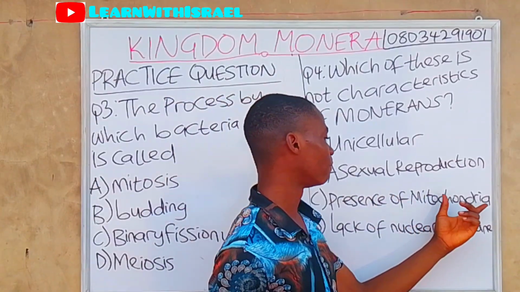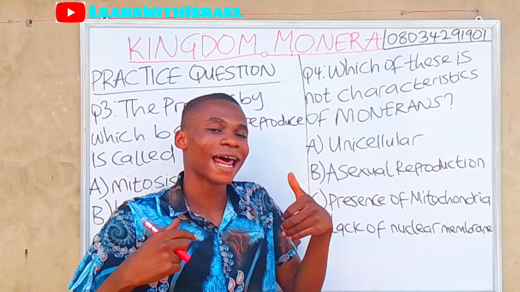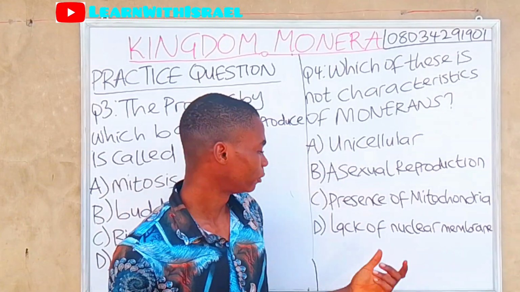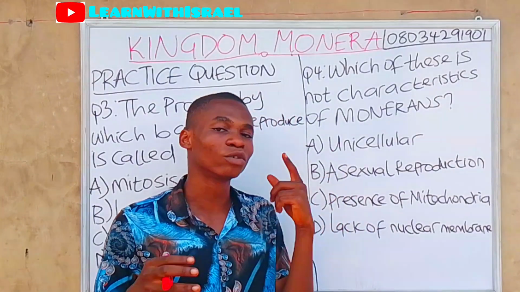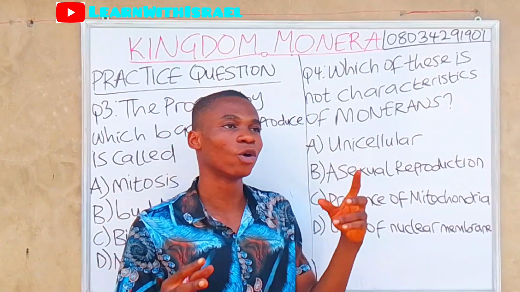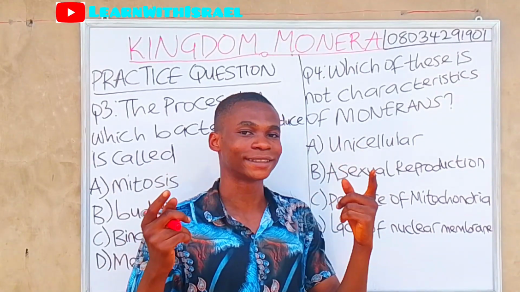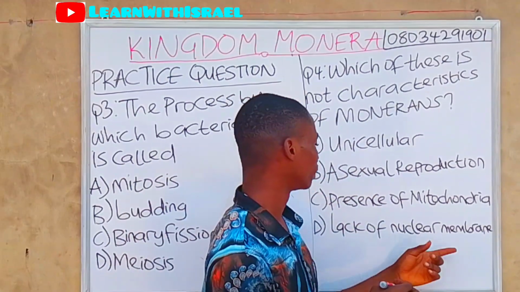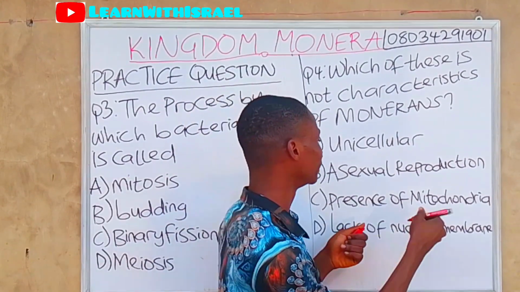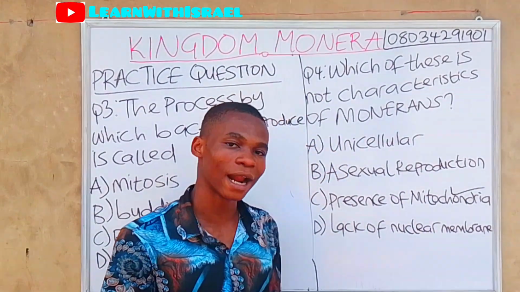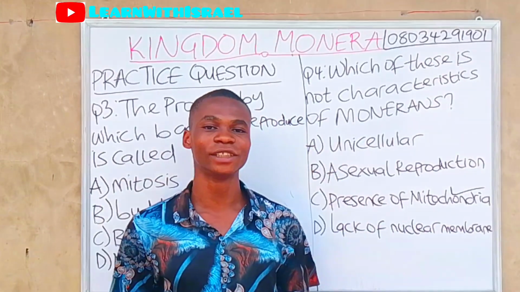Option C, presence of mitochondria, no. Moneran and bacteria lack mitochondria. Option D, lack of nuclear membrane, yes. I said that their nucleoid is not enclosed in a membrane, unlike the nucleus. So they lack a nuclear membrane. The one that is not a characteristic of Monera is the presence of mitochondria. So guys, let's continue.